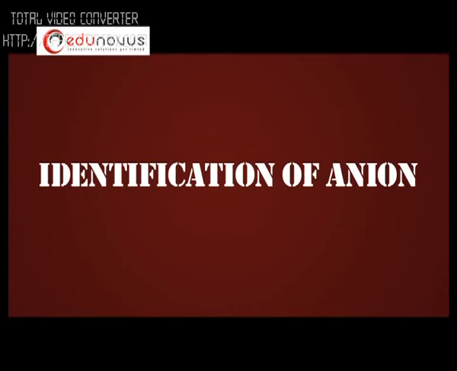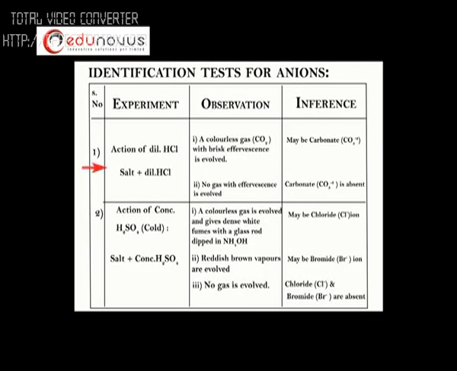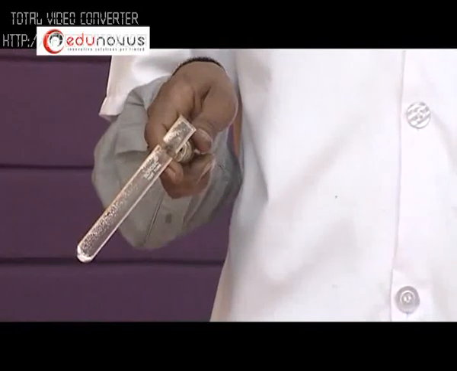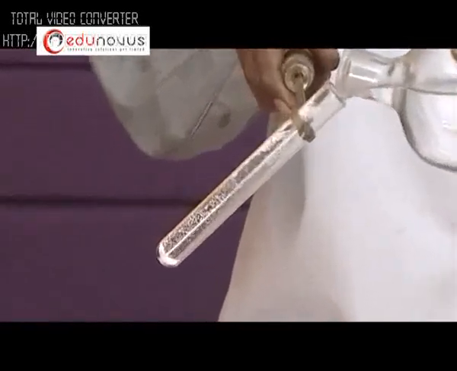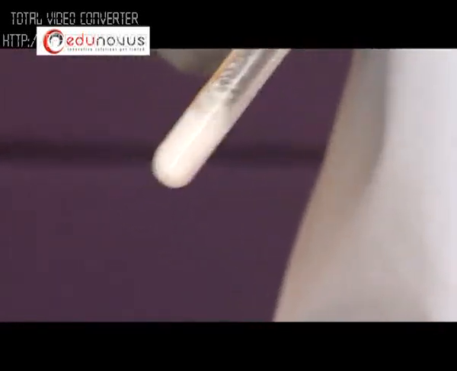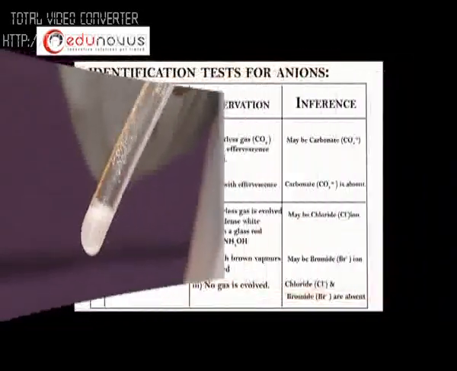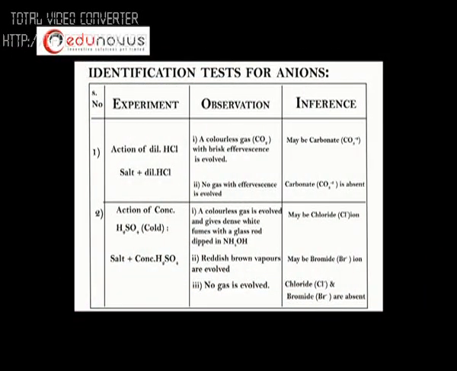Next, we move on to identification of anion. The first test is action of diluted HCl. Take a small amount of the given salt in a clean and dry test tube and then add a few drops of diluted HCl. We observe that a colorless gas is evolved with brisk effervescence. Therefore, we can infer that it may be a carbonate ion.